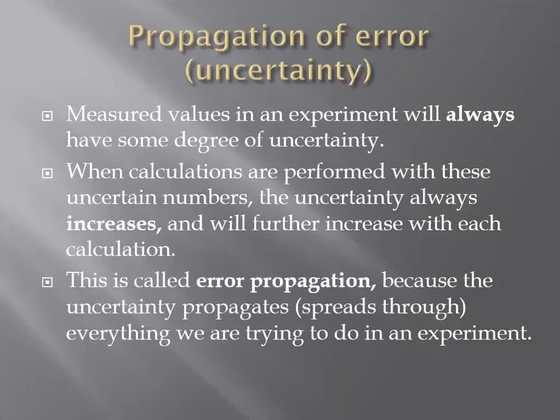This is called error propagation, or propagation of uncertainty, if you will, because the uncertainty propagates. Propagate means to spread through something. So you start out with this measurement that has some uncertainty to it. That uncertainty spreads throughout everything else that you do with that number, and it is going to increase the uncertainty with each subsequent step.